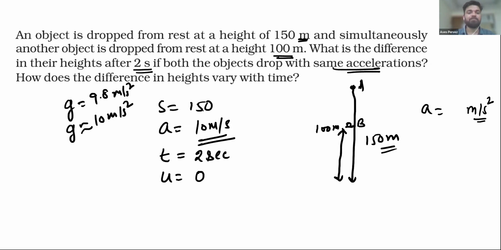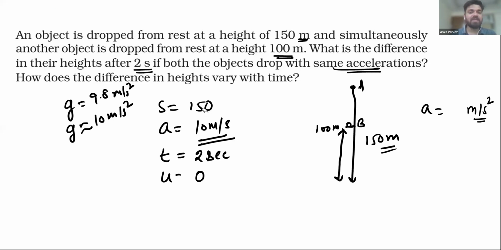Okay. So U is initial speed and T is time. Why am I saying U is 0? Because it is dropped. Because initially it was at rest. It is given, both the objects were at rest. Okay, from rest. So you can calculate.